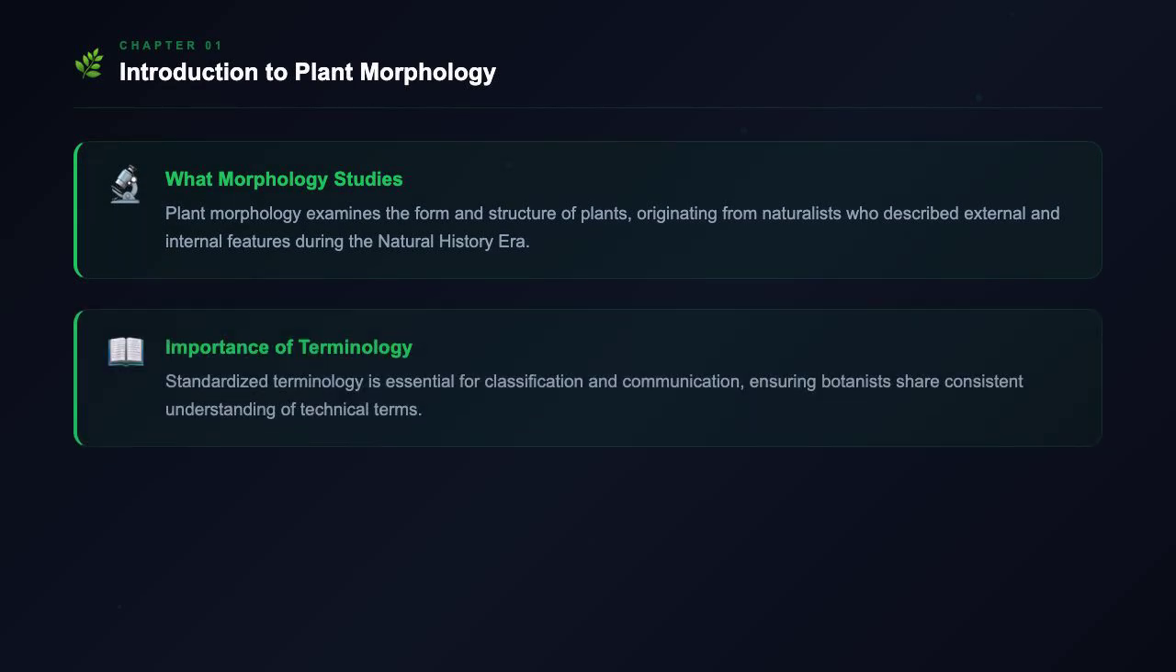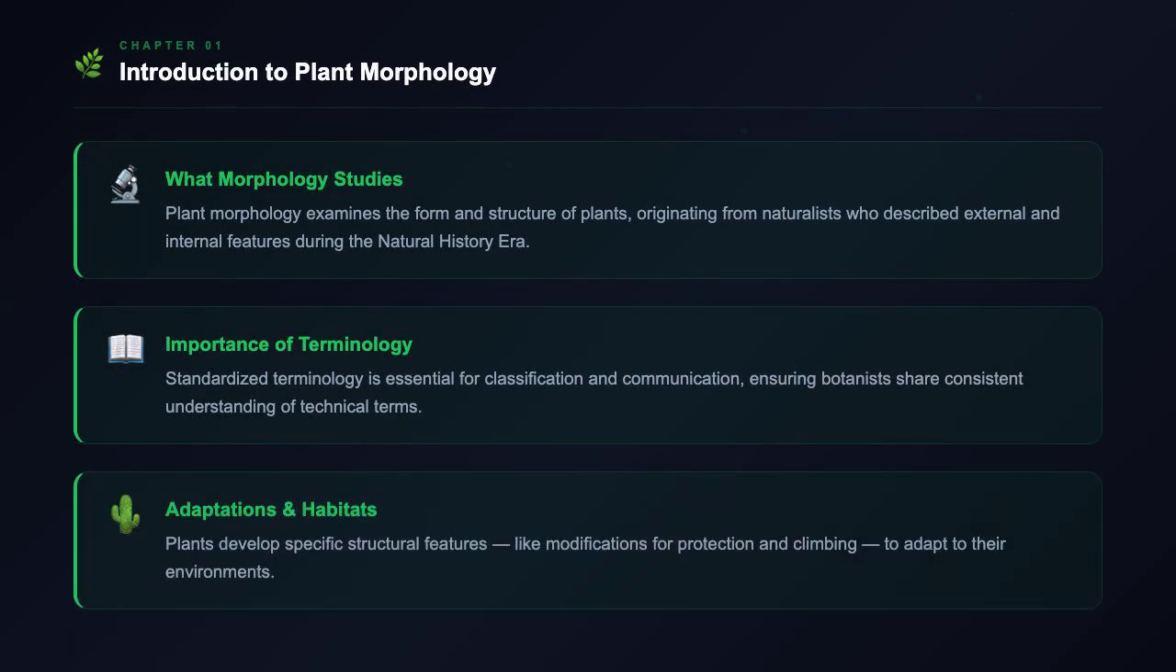Plant morphology studies the form and structure of organisms. This field developed from naturalists' observations during the natural history era. They described life forms, including external and internal features, visible with magnifying lenses. These descriptions later helped frame research questions in physiology and evolutionary biology.